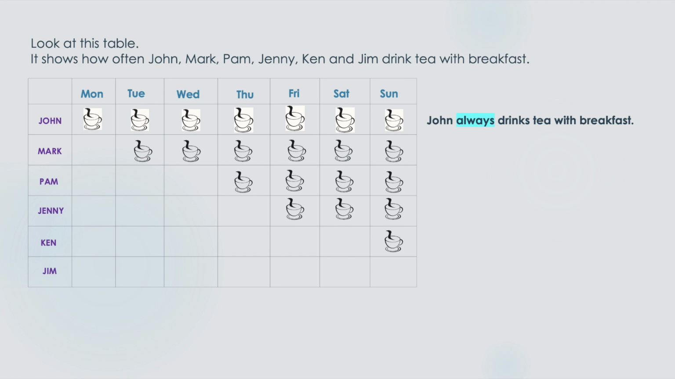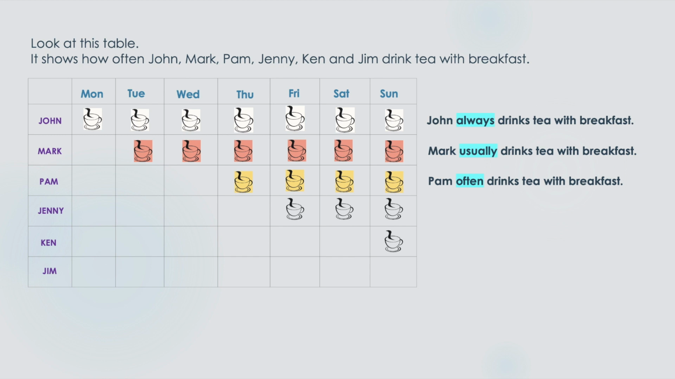So John always drinks tea with breakfast. Mark drinks tea from Tuesday to Sunday, 6 days a week. So Mark usually drinks tea with breakfast. Pam drinks tea from Thursday to Sunday. So Pam often drinks tea with breakfast.